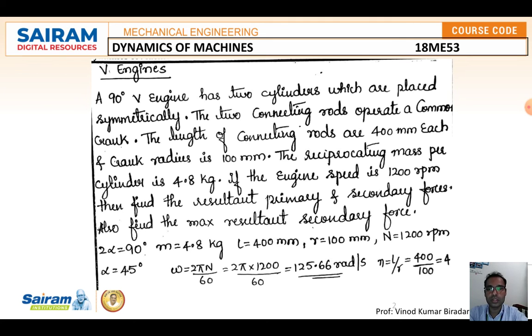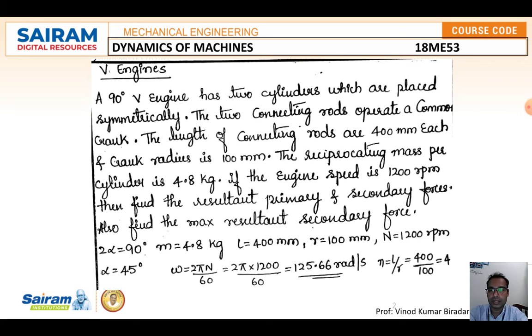The question is given like this: a 90-degree V engine has two cylinders, which are placed symmetrically. Normally a V engine consists of two cylinders only. The two connecting rods operate on a common crankshaft. The length of each connecting rod is 400 mm, and the crank radius is 100 mm. The reciprocating mass per cylinder is 4.8 kg. If the engine speed is 1200 rpm, find the resultant primary and secondary forces induced in the V engine, and also find the maximum resultant secondary force.